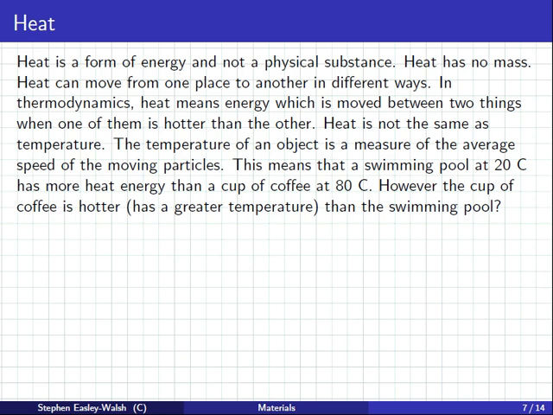Now this is very confusing English, okay? So if I said, this is hotter than this, I'm saying this has a higher temperature than this, okay? I'm not saying it has more heat energy. It's possible that this is hotter but has less heat energy. I know that might seem very confusing. You have to be careful with the English here. So let's just practice some examples.